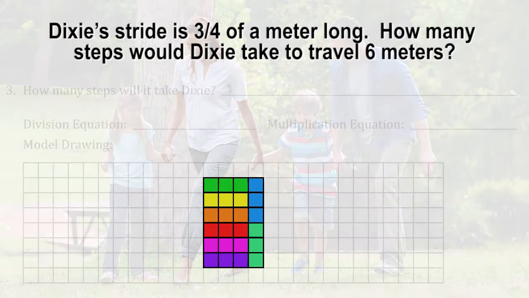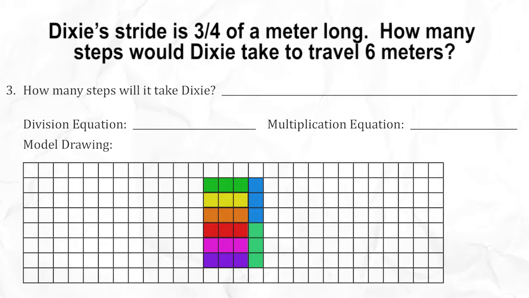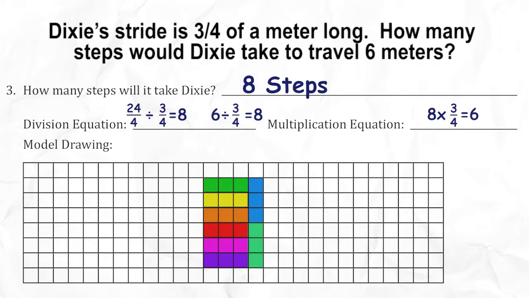Let's fill in the worksheet. How many steps will it take Dixie? It will take Dixie 8 steps. The division equation is either 6 divided by 3/4 equals 8 or 24/4 divided by 3/4 equals 8. The multiplication equation is 8 times 3/4 equals 6.